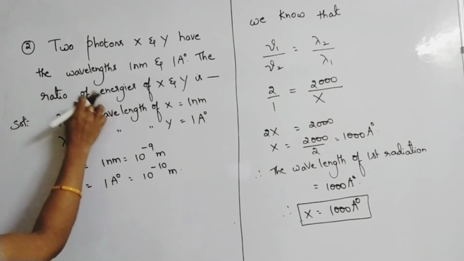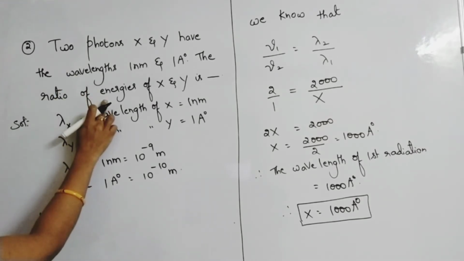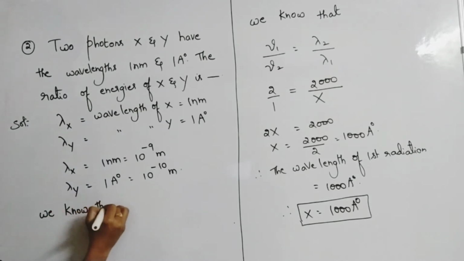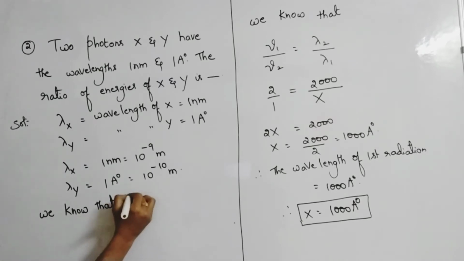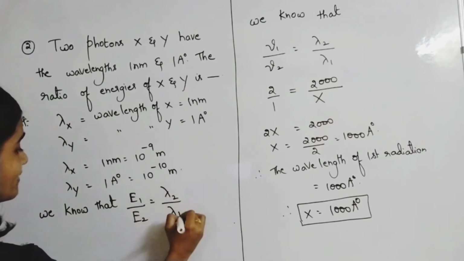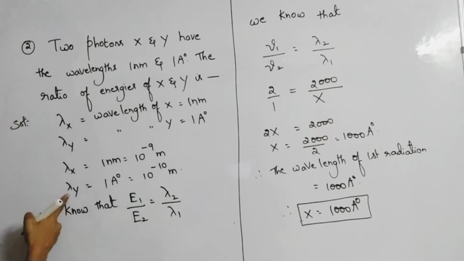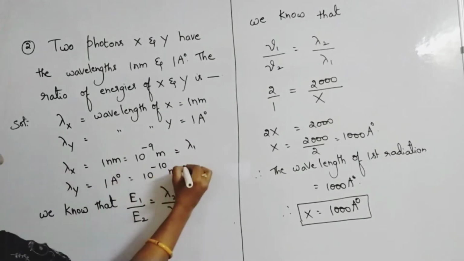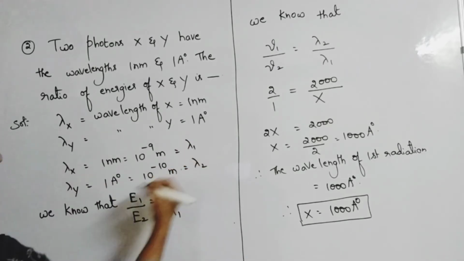So here we have to get the relation between energies and wavelengths. He is asking us to find the ratio of energies, so we have to get the relation. What is that relation? We know that E1 by E2 is equal to lambda 2 by lambda 1. Here lambda 2 is lambda y, and you can take lambda x as lambda 1.